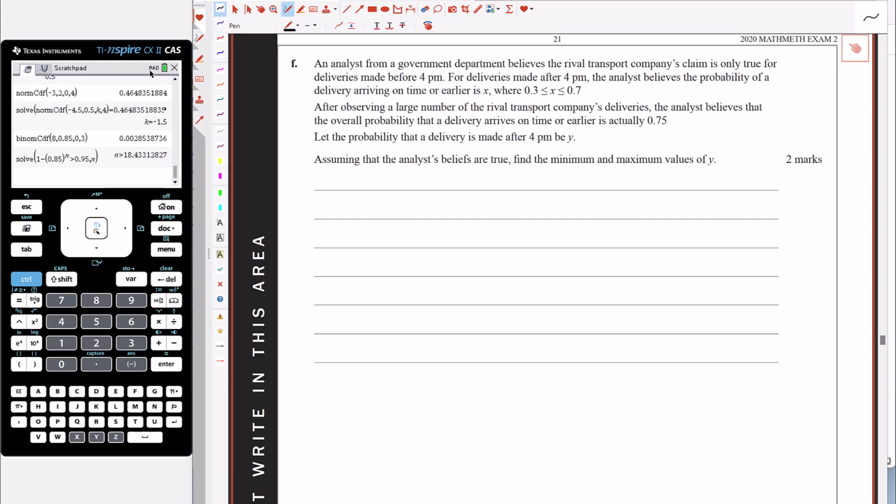Okay, so we don't know the probability this time. We're just estimating it somewhere between 0.3 and 0.7. So we're claiming that the probability of a delivery arriving on time or early before 4 p.m. was 0.85. Now we're saying it's lower than that, somewhere between 0.3 and 0.7 inclusive. After observing a large number of the rival transport company's deliveries, the analyst believes that the overall probability that a delivery arrives on time or earlier is actually 0.75. So now we're saying that it's more than 0.7.